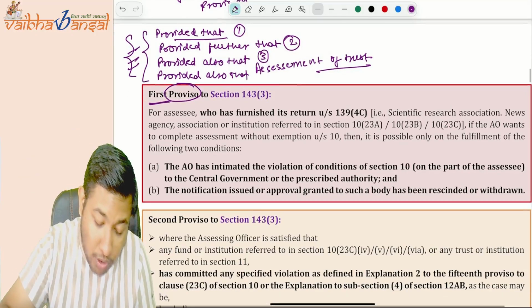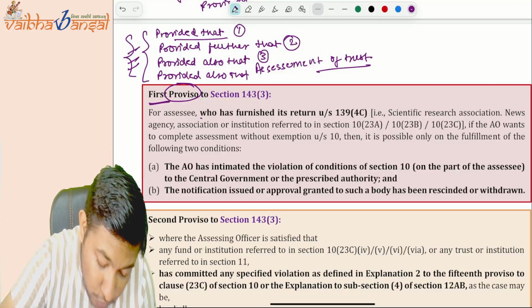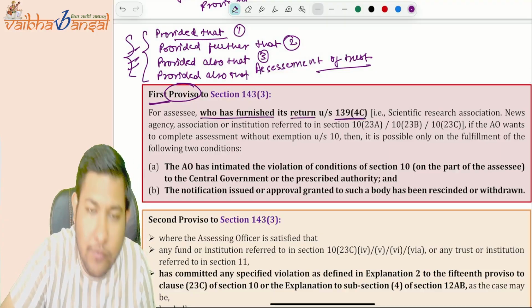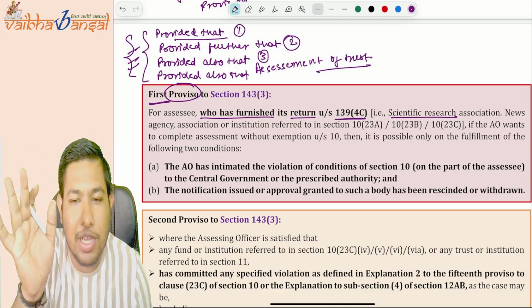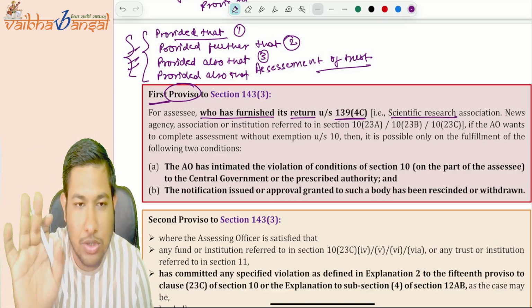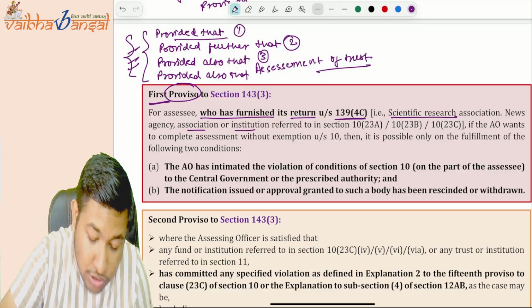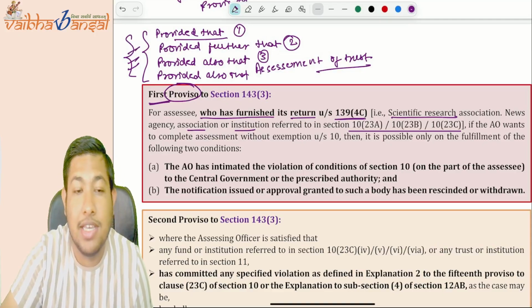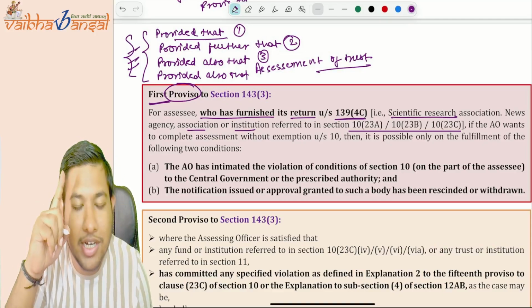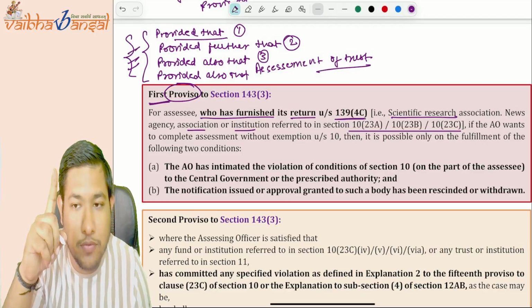See, what we are saying is that the assessee who has to furnish a return under section 139(4C), for example a scientific research association, needs to file the return of income under section 139(4C). Understood or not? Or the association or institution referred to in section 10(23A), (B), (C), already studied under the chapter on assessment of trust.